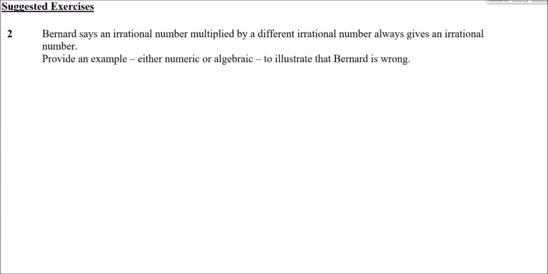Question 2. Bernard here is saying that an irrational number multiplied by a different irrational number will always give an irrational number. Provide an example, either numeric or algebraic, to illustrate that Bernard is wrong. So let's go for numeric first.